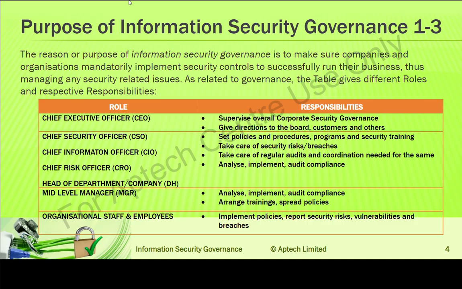As related to governance, this table gives different roles and their respective responsibilities. Here we'll be talking about the responsibility of each role in the organization. Number one, the Chief Executive Officer, the CEO. The CEO supervises the overall corporate security governance. His function is to make sure that he supervises every security governance, the operation, the security, the compliance, and everything under him. He also gives direction to the board, customers, and others.